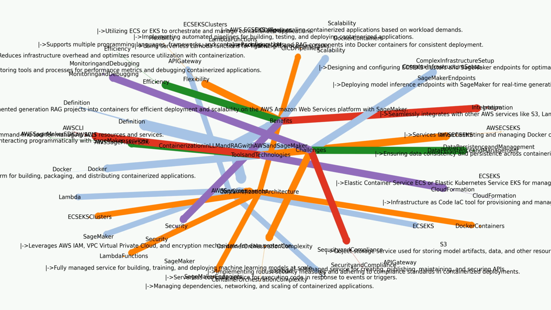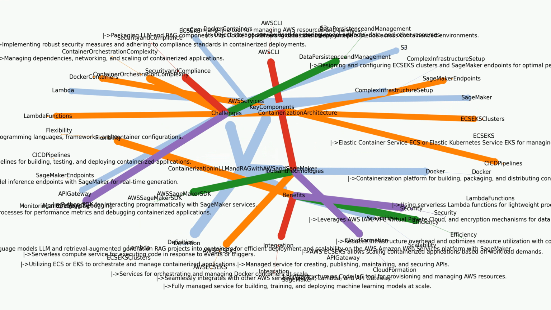Key components: AWS services. SageMaker, a fully managed service for building, training, and deploying machine learning models at scale. ECS, Elastic Container Service, or EKS, Elastic Kubernetes Service, for managing and orchestrating containers. Lambda, a serverless compute service for executing code in response to events or triggers.